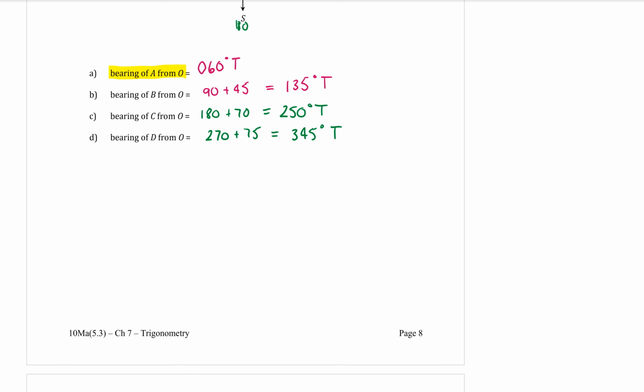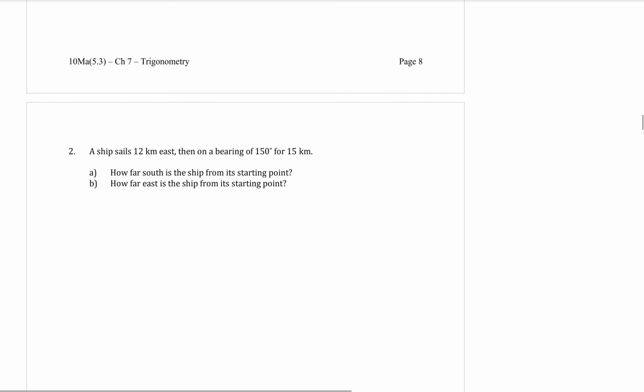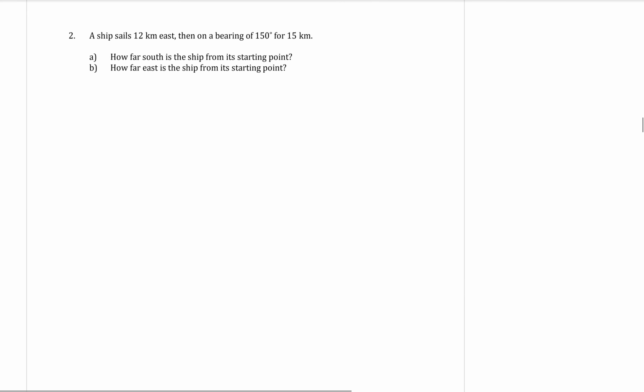Now, there's actually more to this topic, though. We actually want to use this now with our trigonometry to help us with some wordy questions. So, we have a ship sails 12 kilometers east, then on a bearing of 150 degrees for 15 kilometers. So you should always, always, always draw a diagram to show what is going on. So first of all, our ship travels 12 kilometers east.